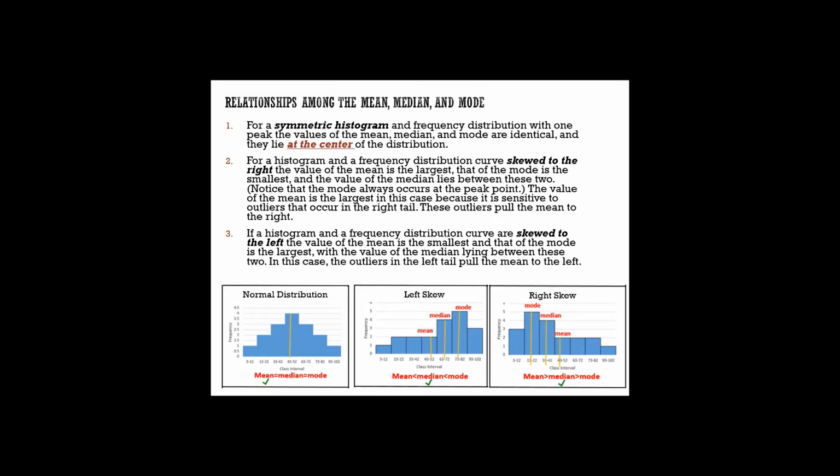The same thing happens in a right skewed histogram. Median stays in the middle, mode goes to the highest point, and the mean gets pulled again toward the skew of that histogram. These are things that you want to remember because you're going to be asked how the mean is affected by the skew of the data.